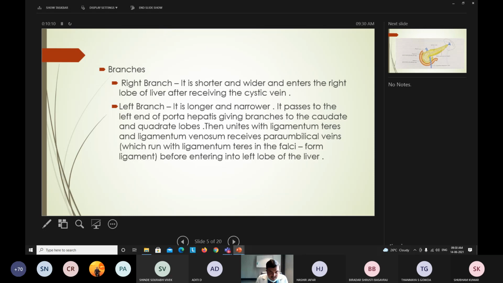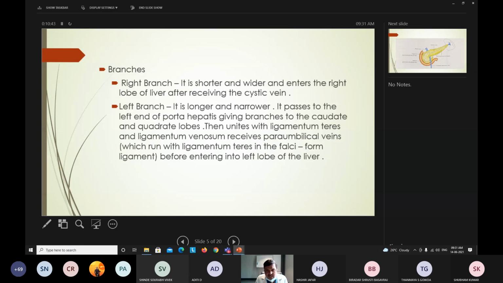The liver is divided into right and left lobes. So it enters the right lobe of the liver after it receives the cystic vein. Whereas the left branch is longer and narrower. It passes to the left end of the porta hepatis, giving branches to the caudate lobe. It passes to the left lobe of the liver and gives branches to the caudate lobe.